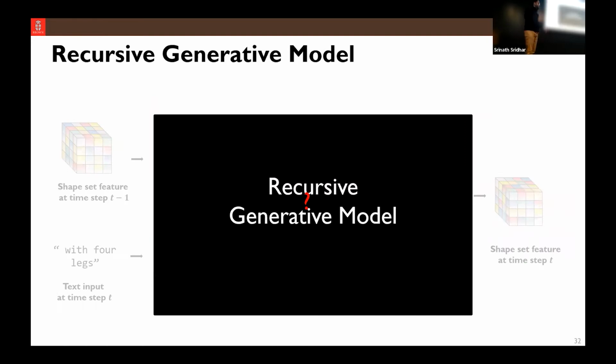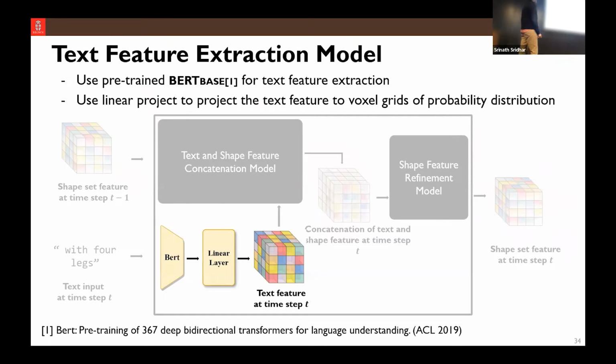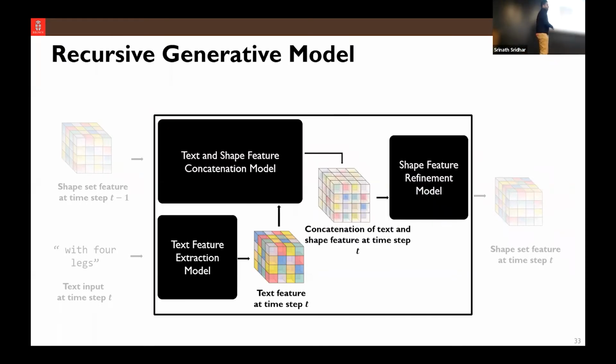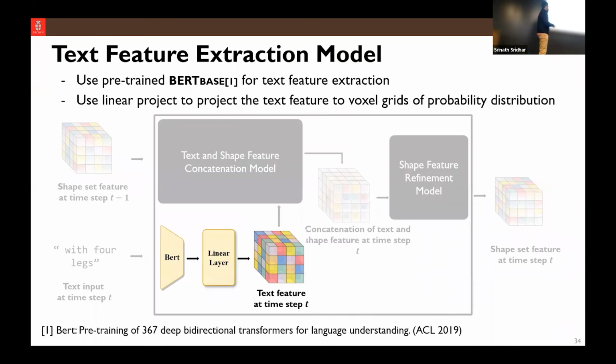Okay, so to answer your question, what is this recursive generative model? That's the next question. Our recursive generative model has three components. The first component is the text feature extraction model. For this, we use BERT, and we use a linear projection layer, which is just an MLP without the nonlinearity. We just have a bunch of linear layers. And we project those directly into a feature grid that's the same size as our shape feature. So we essentially take the BERT features and project them onto this feature grid over here.